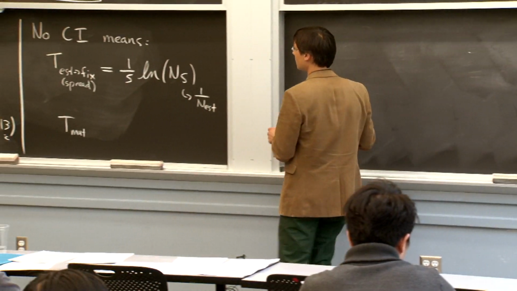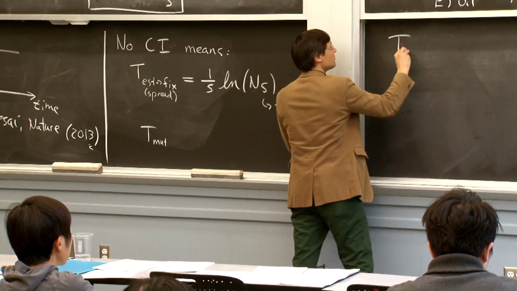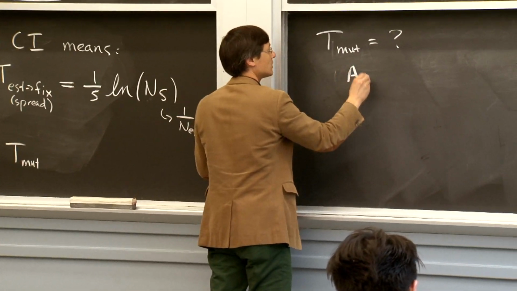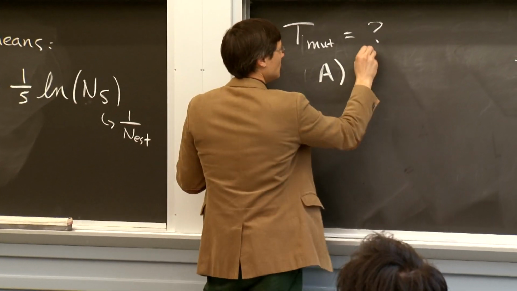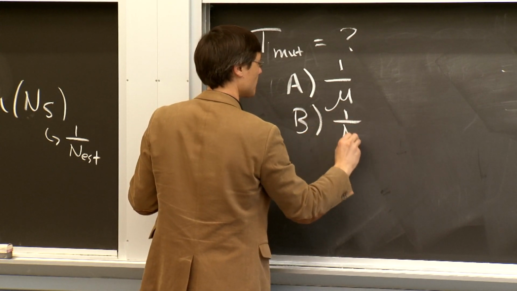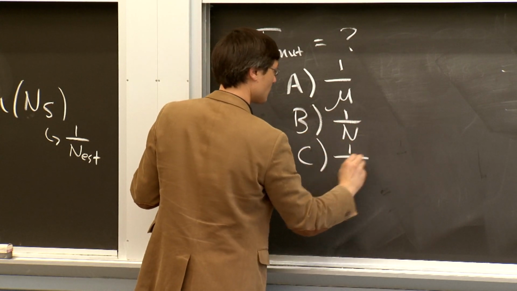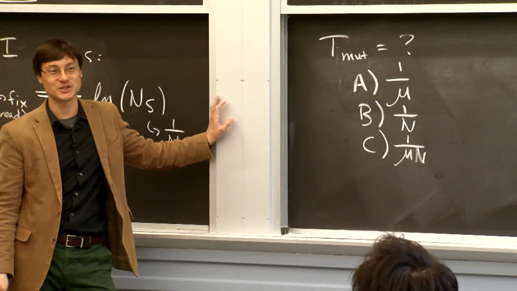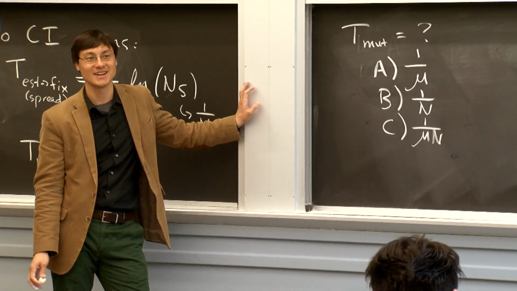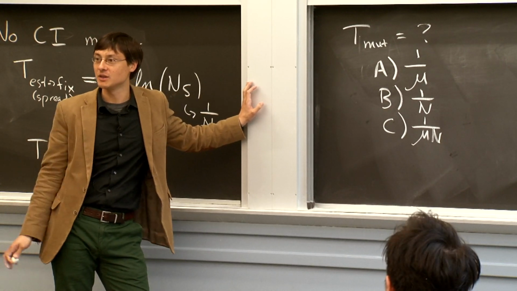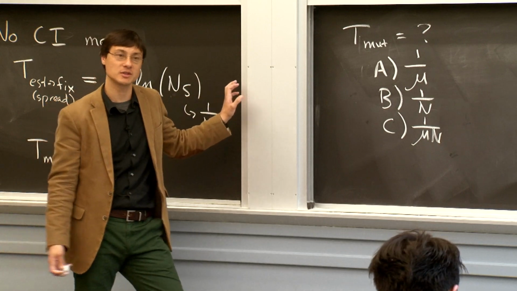So let's go ahead and just guess what this might be. T mutation should be equal to what? All right. So it could be. I'm trying to get you to think about what this should mean to be relevant for determining the timescales of whether clonal interference is important.